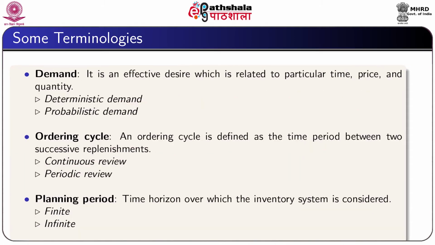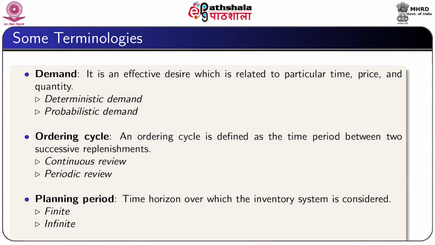Now, we come to define some terminologies which are usually used in inventory theory. First is demand. It is an effective desire which is related to particular time, price or quantity. Demand pattern of a commodity may be either deterministic or probabilistic. In case of deterministic demand, the quantities needed in future are known with certainty. Again, deterministic demand can be of two types, static and dynamic. Static means it is fixed and dynamic means the demand varies from time to time. On the other hand, probabilistic demand is uncertain over a certain period of time, but its pattern can be described by a known probability distribution.